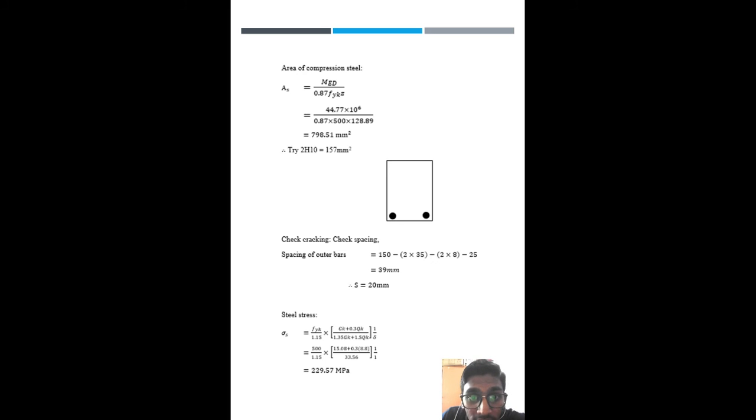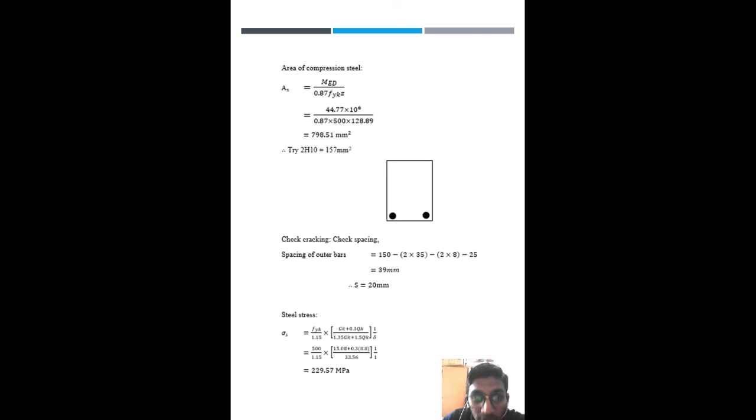Next we got the area of tension steel. The area is 798.51 millimeter square, and then we try 2H10, which gives 157 millimeter square. So we check cracking, check spacing. For spacing of outer bars, we got the total S is 20 millimeter.